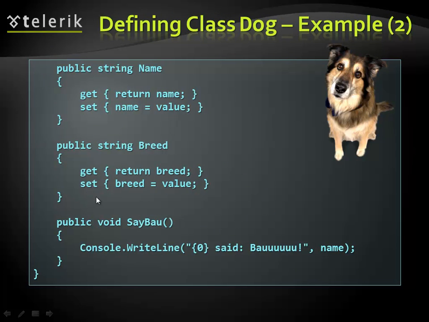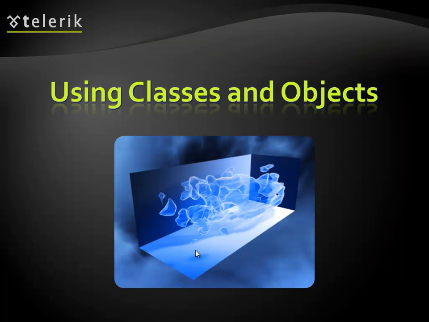These are the corresponding properties of those fields. So one of them returns and the other one sets. And we have a method, public method, which prints out a string and also puts the name field into the string, so that it will be producing different strings for different dog names. That's it. Okay.